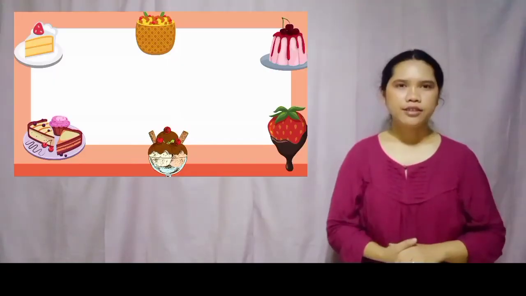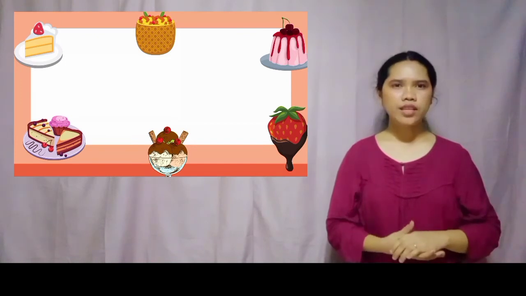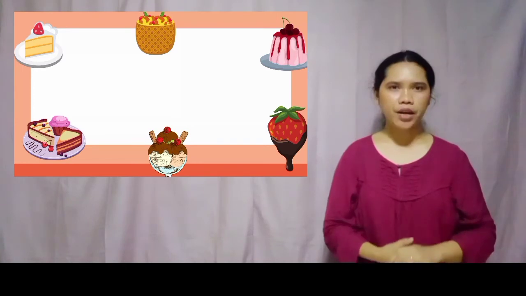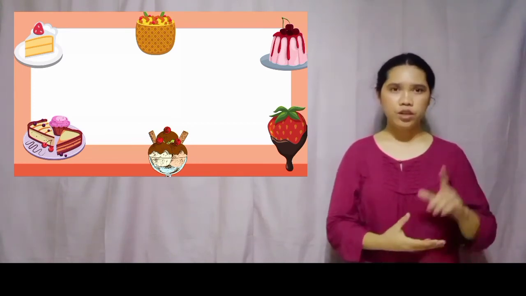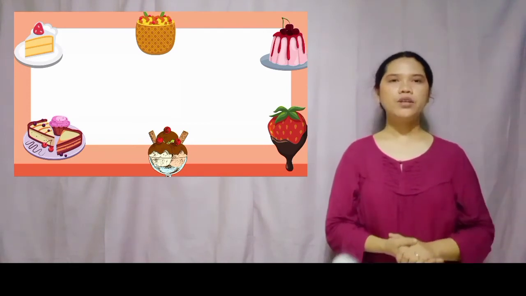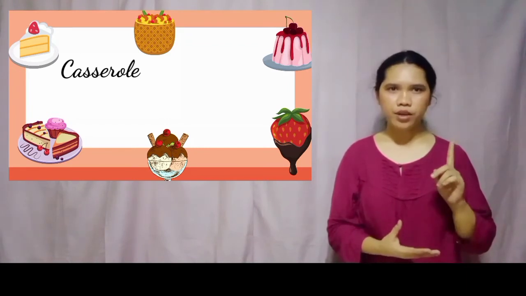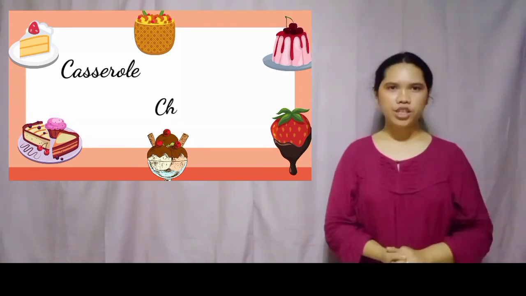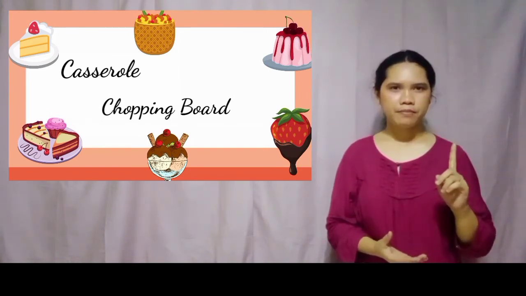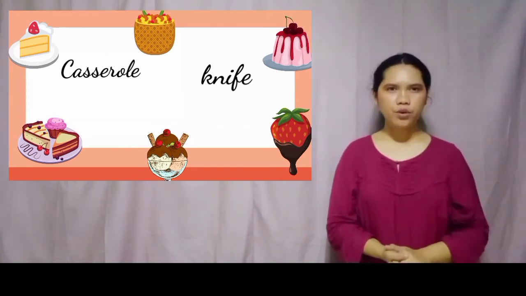Okay, class. After watching the demonstration, what do you think are the tools and equipment used in preparing panna cotta? Can you give one? Oh, Ayumi. Okay, very good. Casserole. Another one? Okay, chopping board. For the last time. Okay, the knife. Very good.